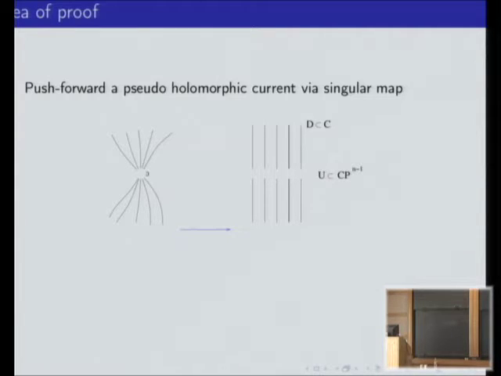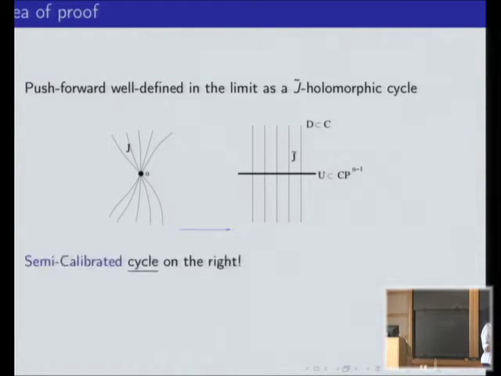So at each step in this construction, you are cutting a ball. So you are creating some boundary for your current that you will find here when you map it to the right. But what happens is that these boundaries cancel in the limit so that in the limit you get a cycle. So what you get is a semi-calibrated cycle on the right. And it's going to be a semi-calibrated cycle because of the fact that you are pseudo-holomorphic as a map.